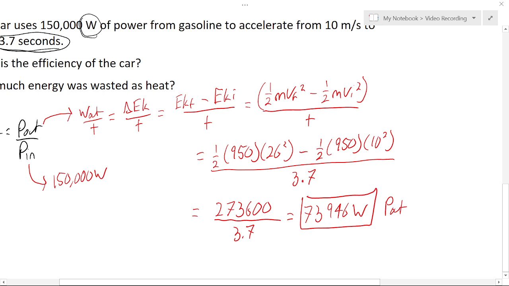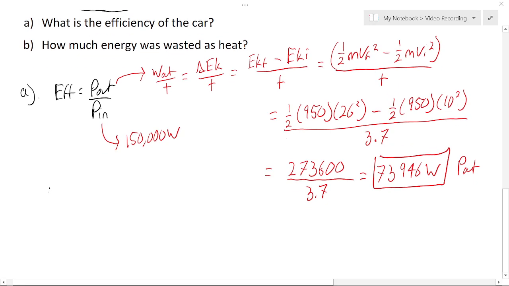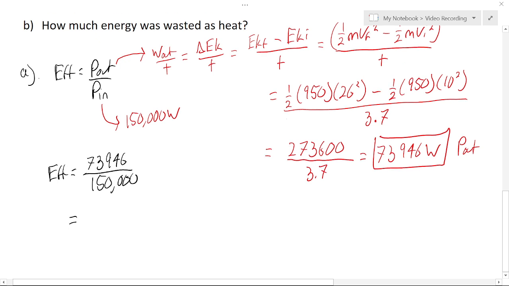That means the car is gaining 73,946 watts, so that many joules per second of kinetic energy. Now we can go back over here and finish our equation. So the efficiency equals 73,946 divided by 150,000, and that is equal to 0.493, and we can also give this as a percentage, so 49.3% efficient.